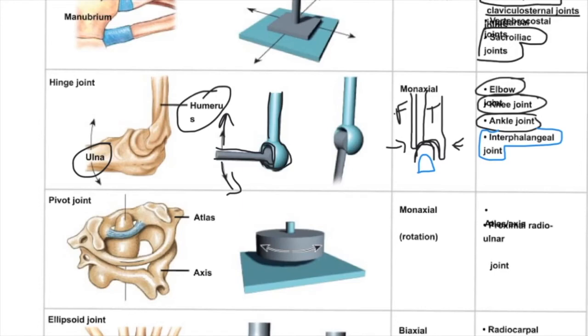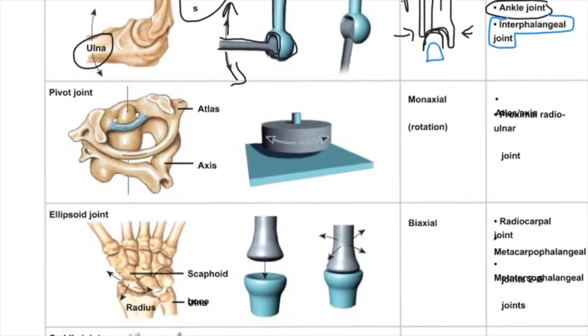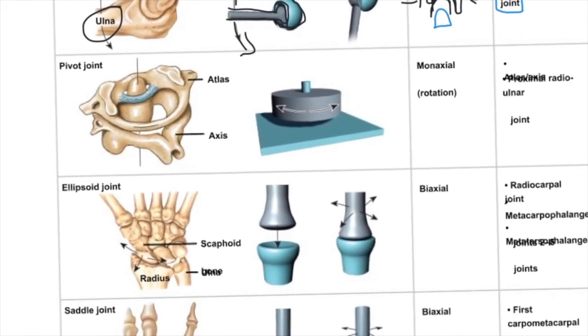Then we have a pivot joint. So a pivot joint is where you have one bone that's rotating on the other bone. So you're going to remember these examples. Here is the atlas and the axis, if you remember that. The axis had that odontoid process, and then the atlas had that anterior arch. And so the odontoid process sits up against that arch and it pivots like this. Okay. Well, the C1 is going to pivot.